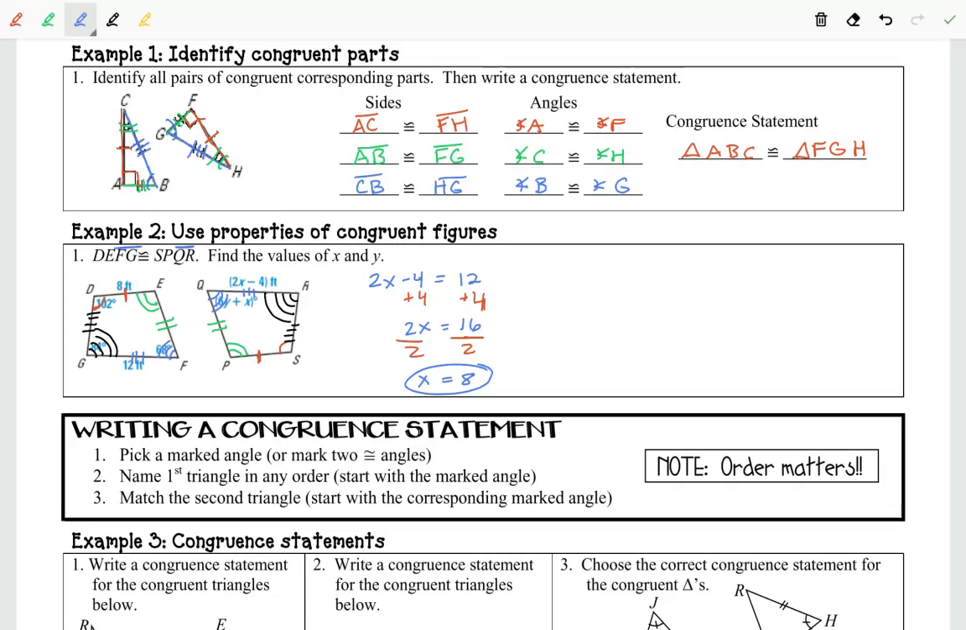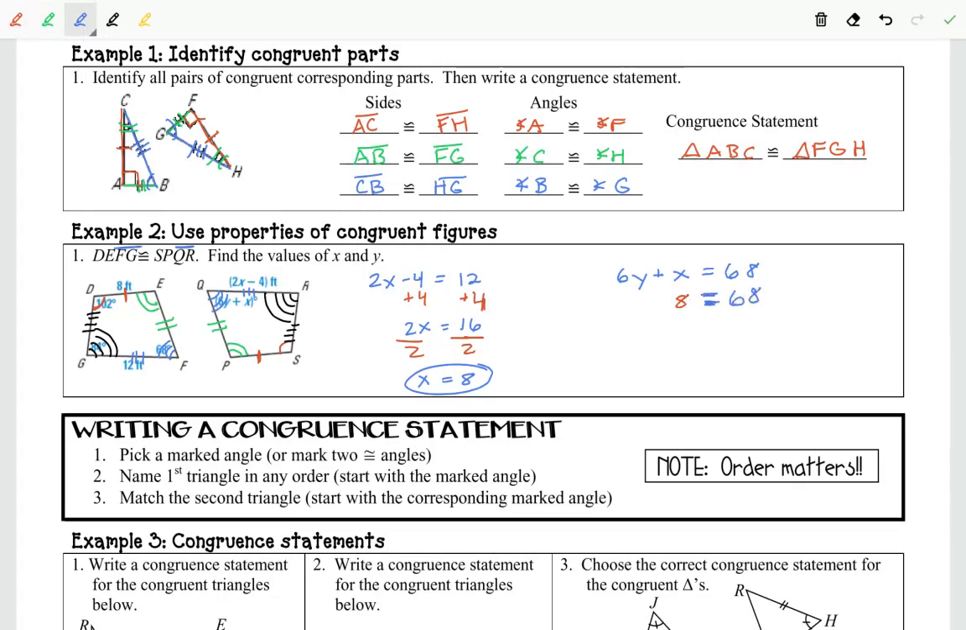Now solving for y, that's in angle Q, and it's 6y plus x is equal to, well, angle Q is equal to angle F, and angle F is 68 degrees. Now, we can go ahead and plug in the 8 that we determined was the value of x. We already solved for x.